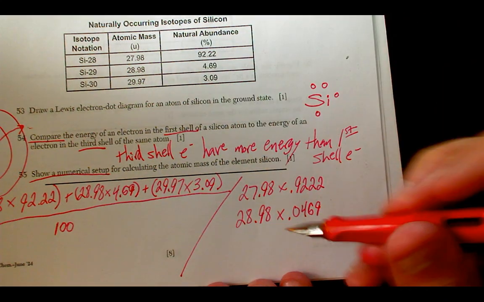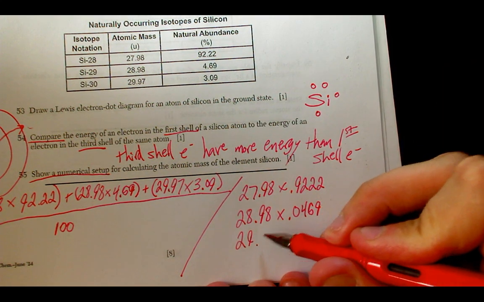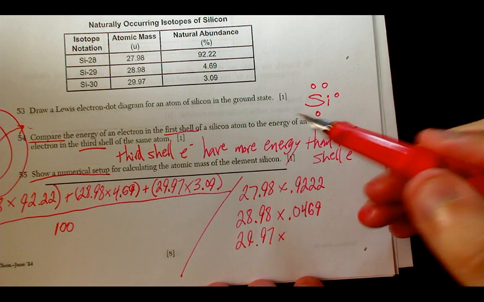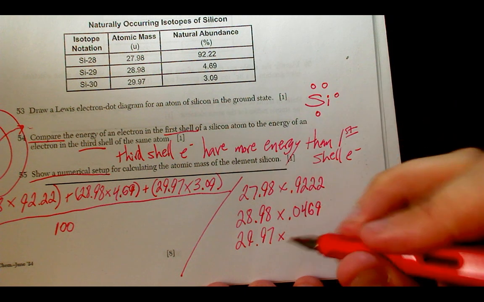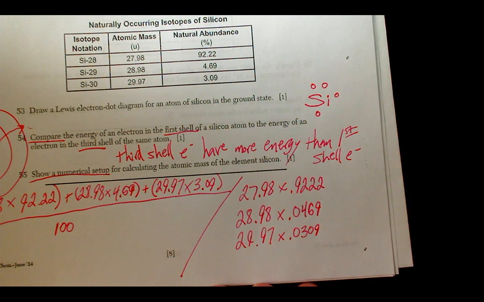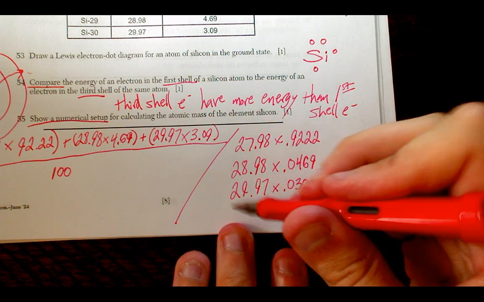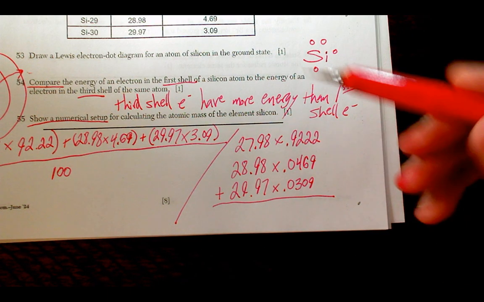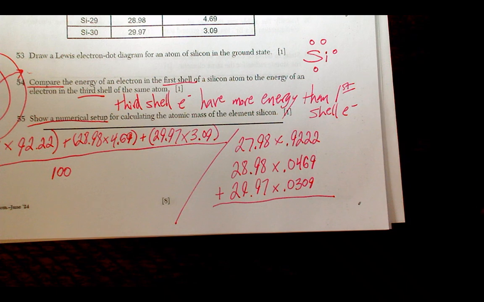And same thing here, 29.97. I'm going to multiply it not by 3.09. I'm going to move the decimal point 2 to the left and multiply it by 0.0309. And now just add those 3 numbers up. You don't have to divide by 100 at the end because you already essentially divided by 100 during the math when you move that decimal point. You're going to get the same answer each way. Whichever way you do it works.